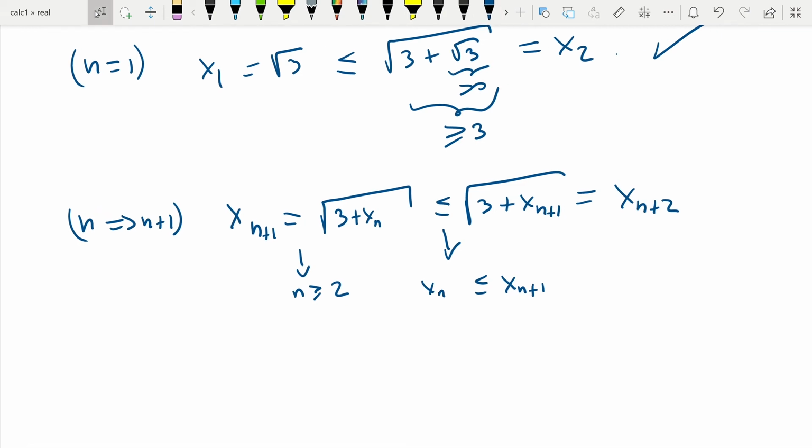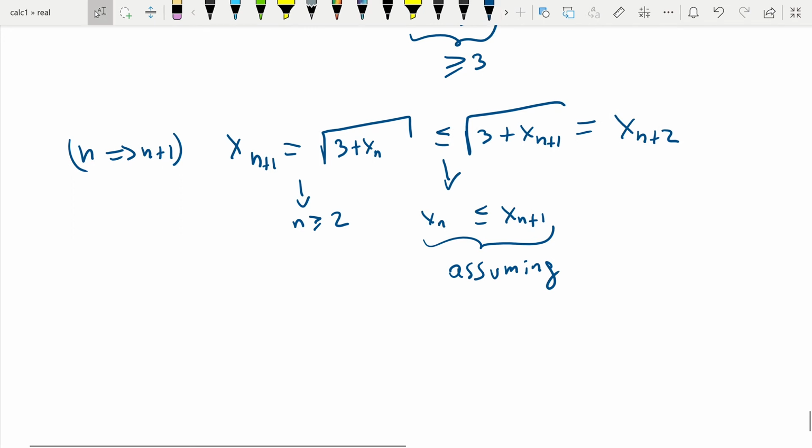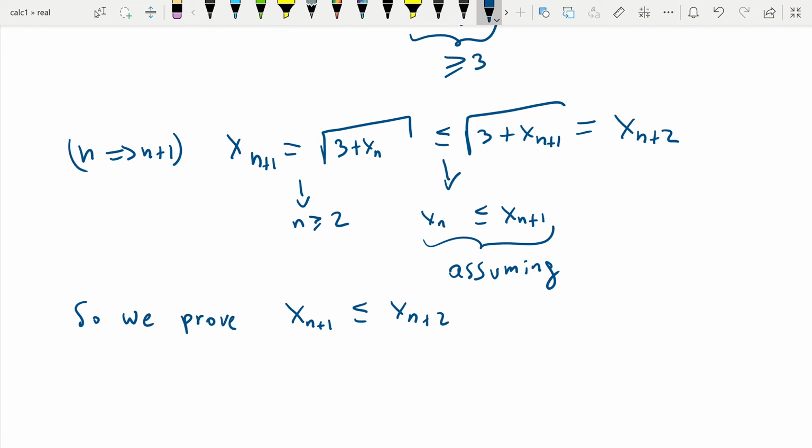So this is what I'm assuming when we assume the case n: xn is less than or equal to x sub n plus 1. And so the conclusion here is that x sub n plus 1 is less than or equal to x sub n plus 2. So we proved what we wanted.